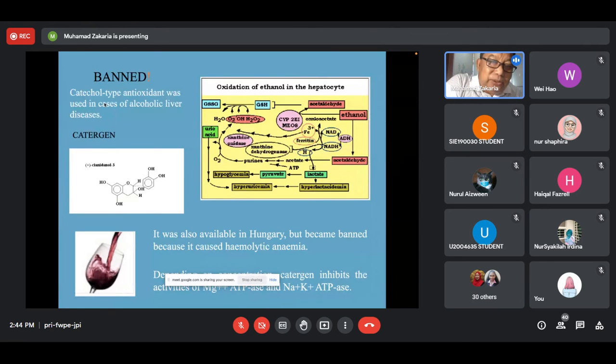Catechol type antioxidant was used in case of alcoholic liver disease. People will take catechol. At one time, they used cyanidanol 3 to take care of the liver as an antioxidant for damaged liver. But somehow it has been banned because of some other associated problems. It was also available in Hungary but became banned because it caused hemolytic anemia.